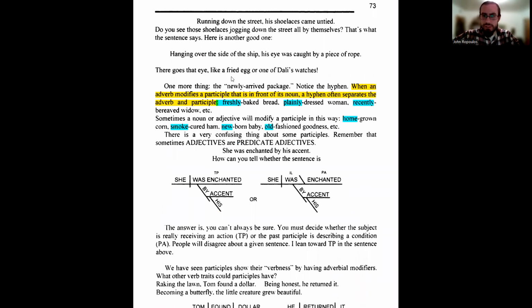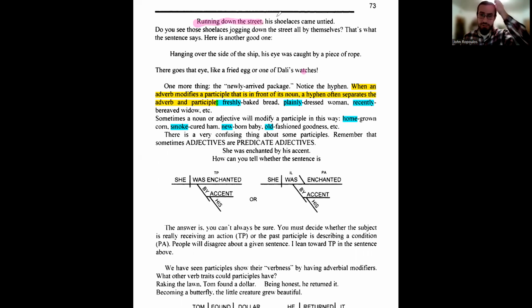Running down the street, his shoelaces came untied. Now ask yourself, what is the participial phrase modifying? So the participial phrase, running is a participle, down the street. What is it modifying? You may think, oh, it's modifying his, right? That's what's intended. The person who's running down the street, it's his shoelaces that are coming untied. So you think, oh, it's modifying his, but it can't. It has to modify a noun, right?